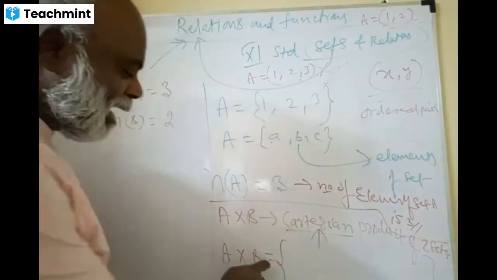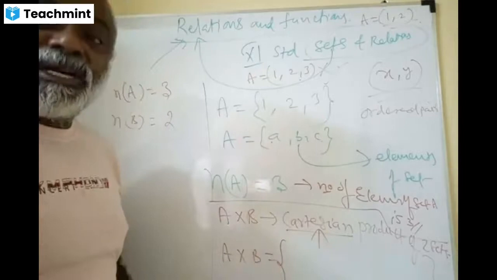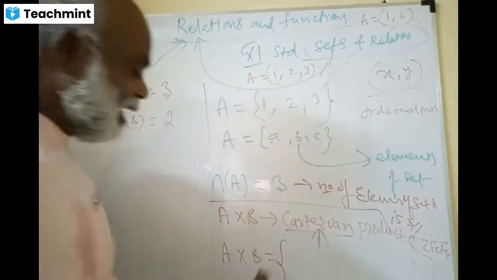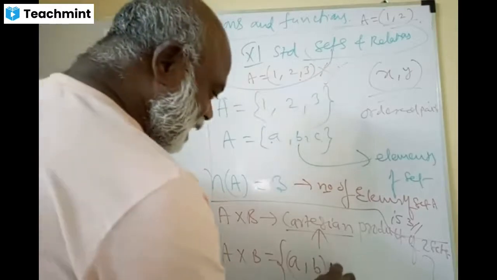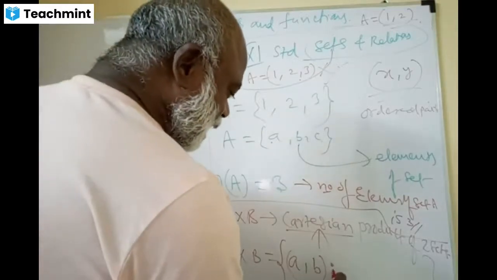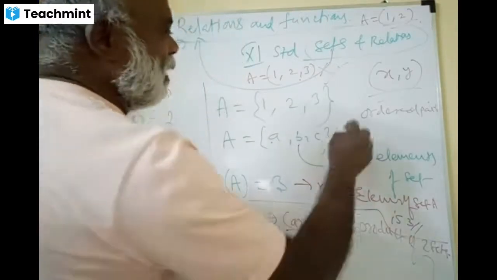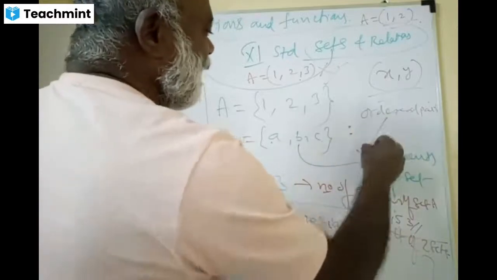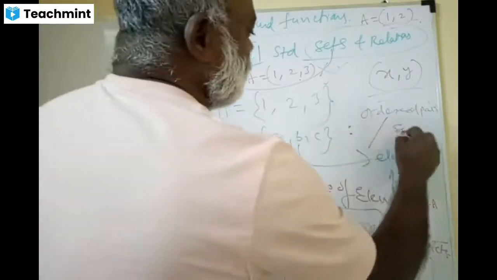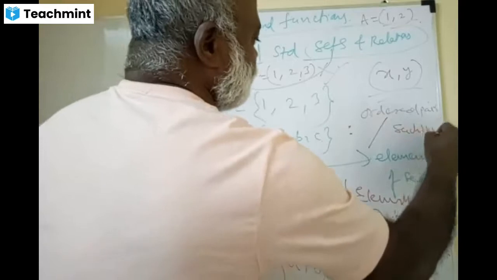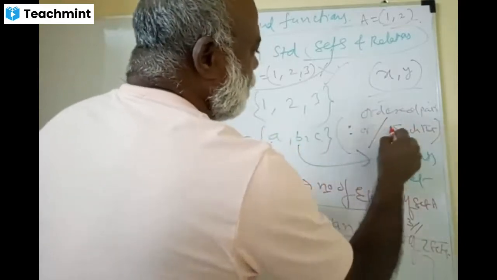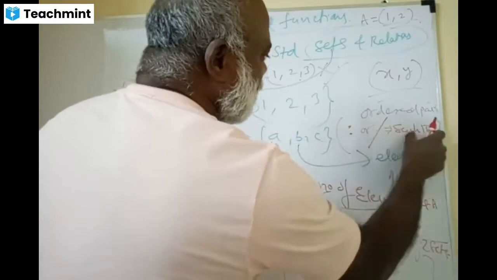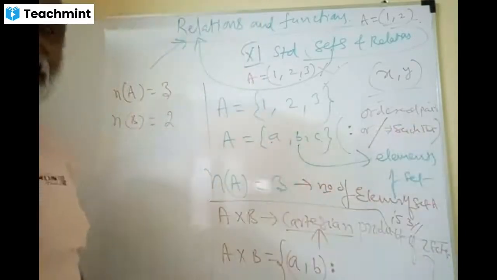So A cross B is a set of what? Ordered pairs, (a, b), such that. You can write it with this symbol, or this symbol, or this one. Both stand for what? Such that.